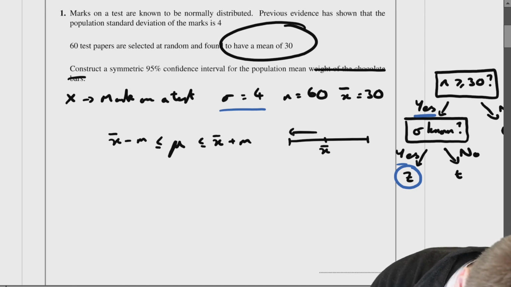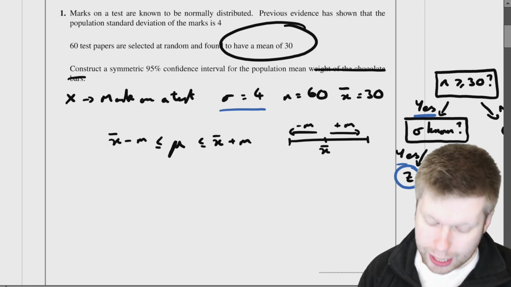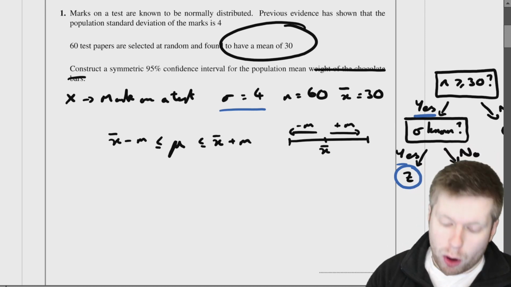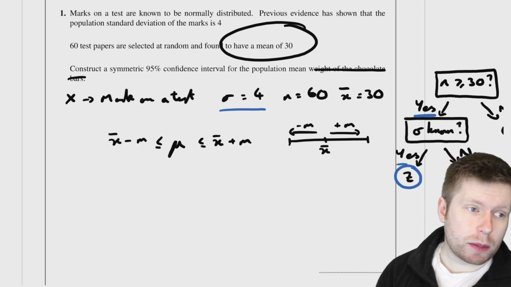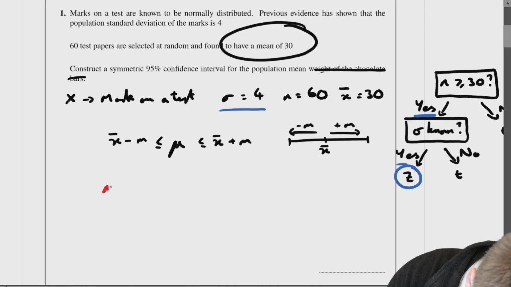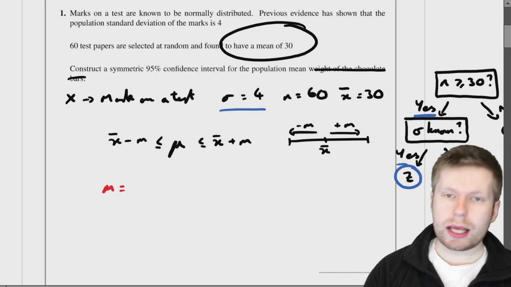So in other words, this down here is going to be taking away m, and this up here is going to be adding on that margin of error. Okay, so the next question is, what is that margin of error? Well, it's given in terms of units of standard deviation. So in this case, m will be equal to, well, let's have a think.